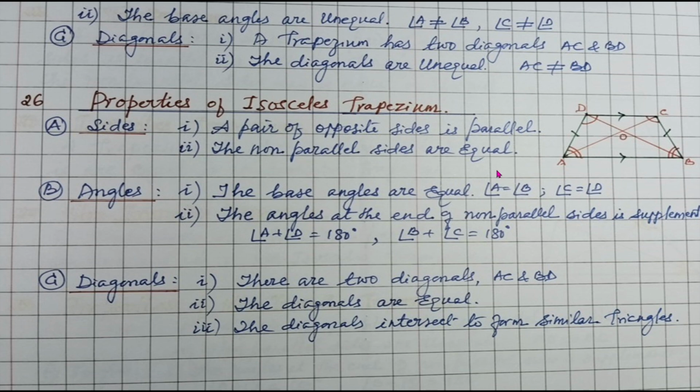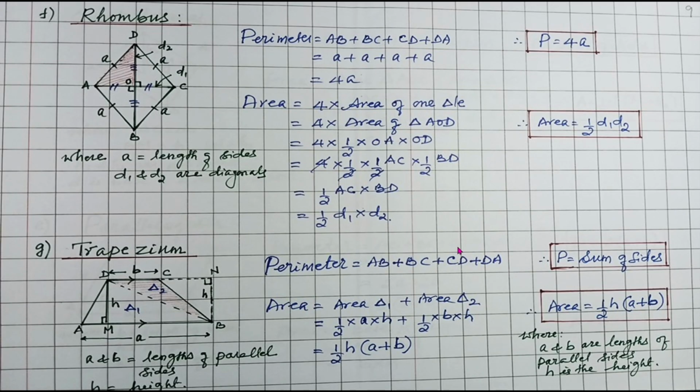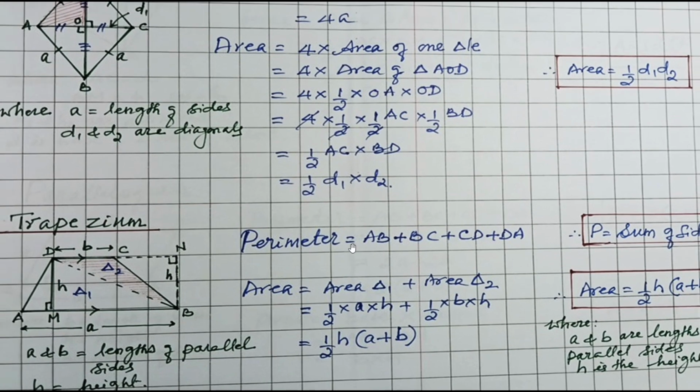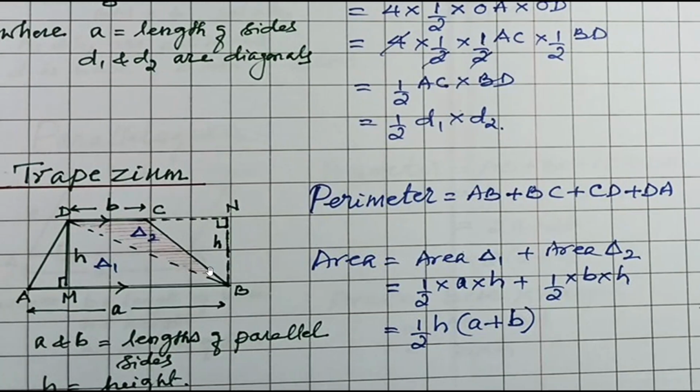Now in terms of diagonals, there are two diagonals, that is AC and BD. The diagonals are equal. Please remember this, the diagonals are equal in isosceles trapezium and the diagonals intersect at point O to form similar triangles. Remember that. Now a very important property here again, we will talk about the area of trapezium.